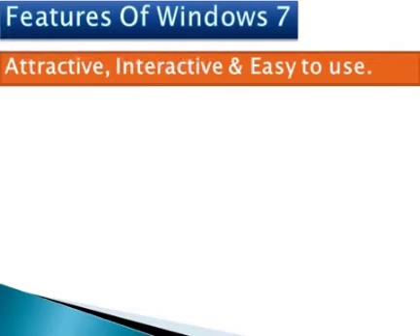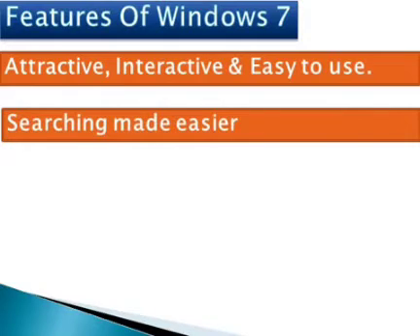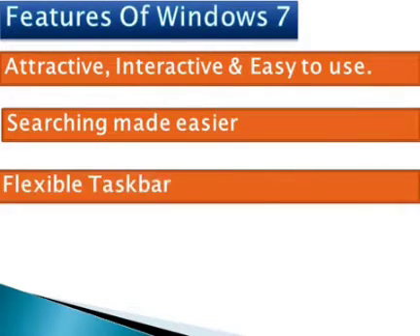First feature is attractive, interactive, easy to use. Windows 7 has a very attractive appearance with colorful themes. The use of graphics makes it quite interactive. Second is searching made easier. Using Windows 7, we can quickly search any file or folder in our computer.